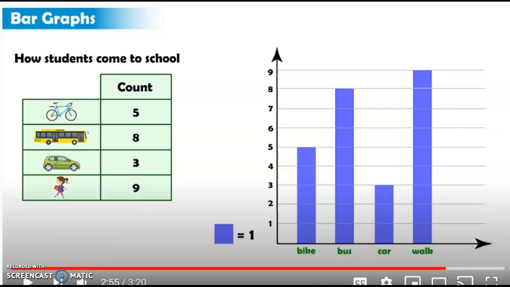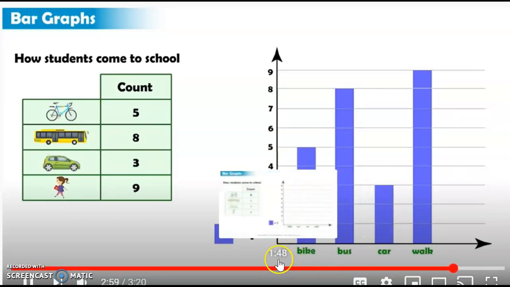Okay, so there's some really important things that are slightly missing from here. One of them was, like I said, you needed to write down the bottom how students come to school.